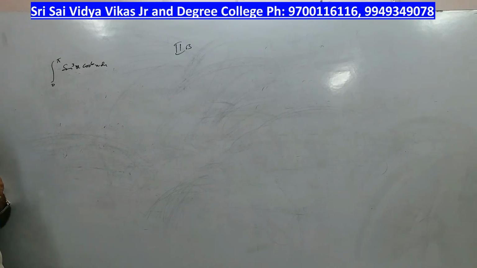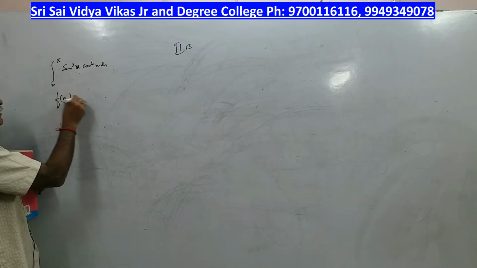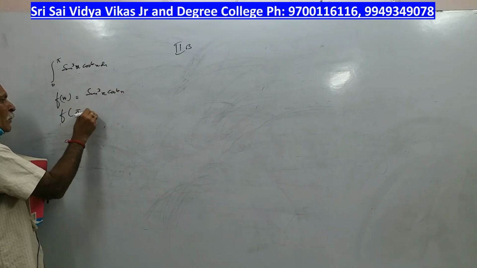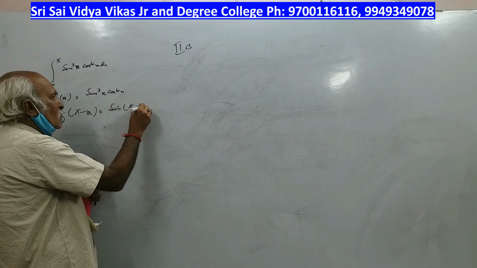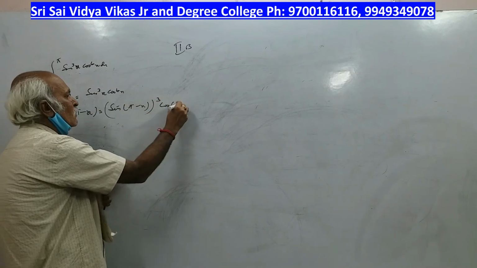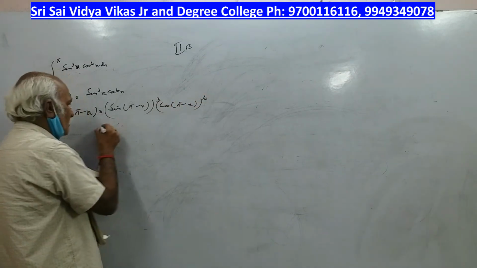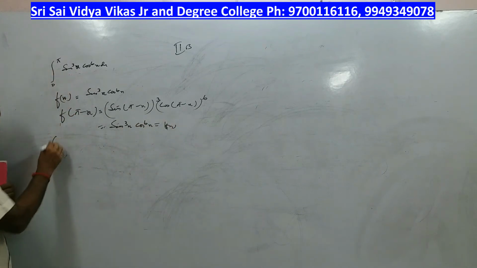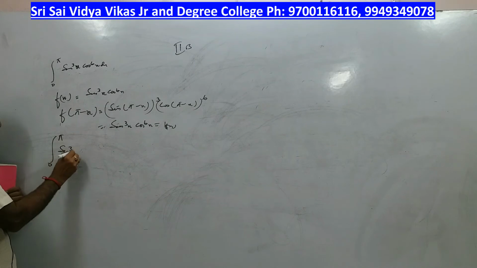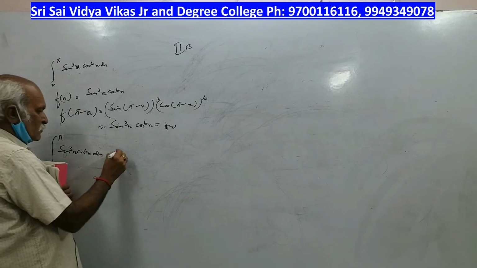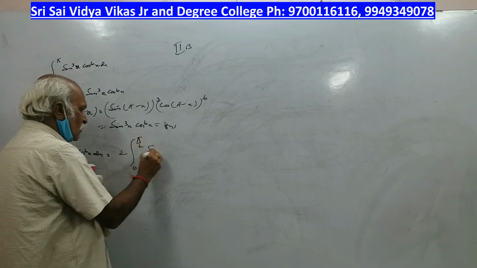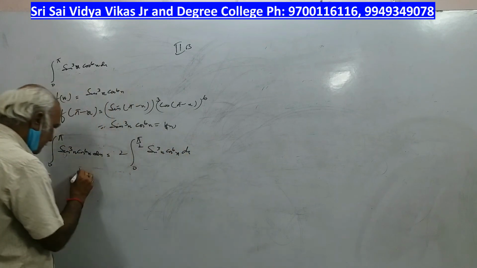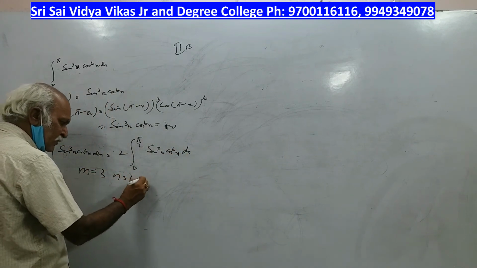Now again 0 to pi is given, so f of x is equal to, so f of pi minus x, so sine cube x, this is f of x. So we know dx is equal to 2 times of dx. Again m value 3, n value 6, which is even.